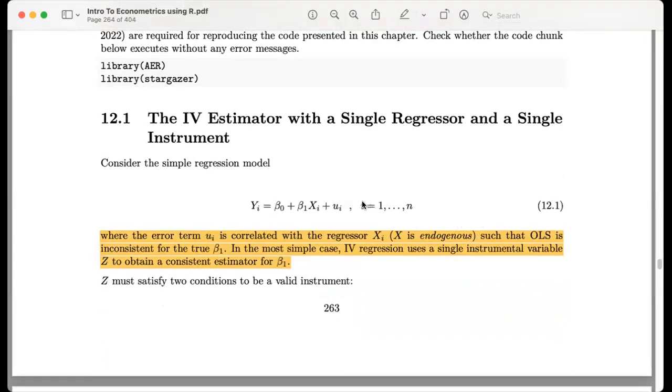We have a problem here because the error term u_i is correlated with x_i, which is basically the endogeneity problem. So if we use OLS, our beta will be inconsistent. It will be biased. That's why we resort to IV, to look for an instrument that will help us get consistent estimates of beta.